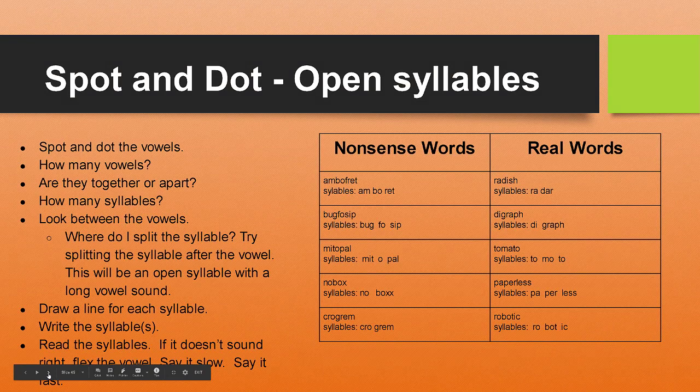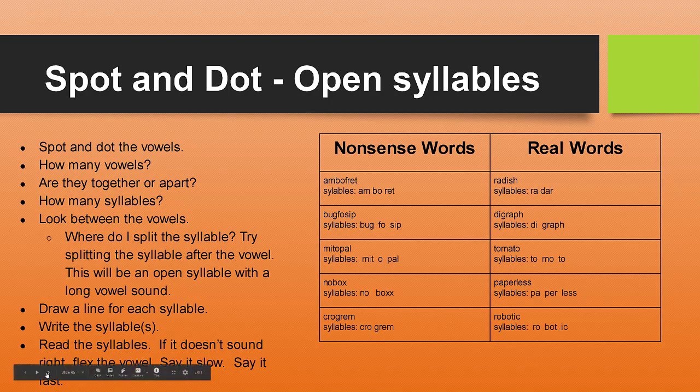So on this slide, I have placed for you how you would divide real and nonsense words with open syllables. So you can see robotic down in the bottom left. I have an open syllable row, bot is a closed syllable, and ick, which is a closed syllable.